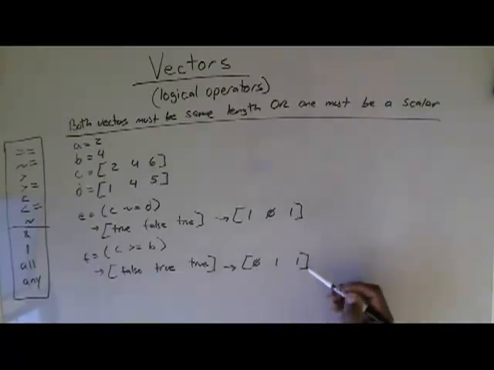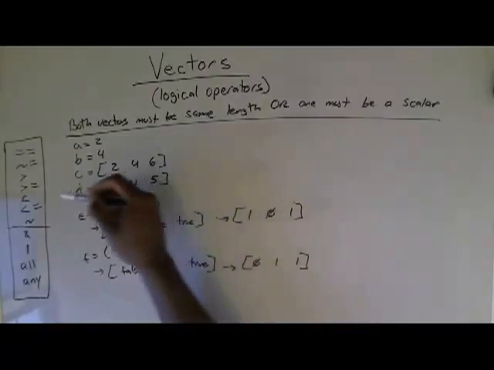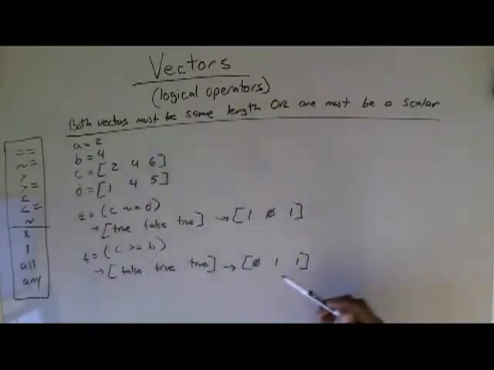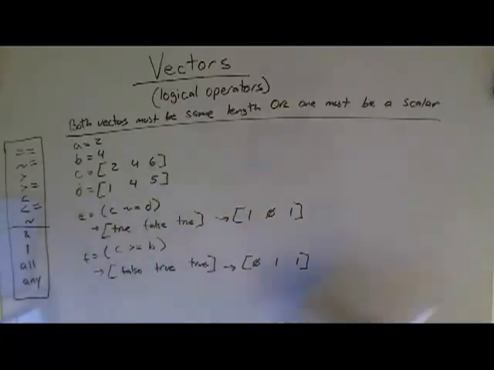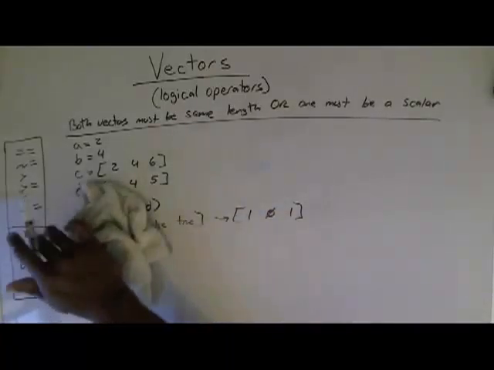Okay? And you're going to have to check the type, because this looks like a vector with zeros and ones in it. You'll have to check the class or the type in the workspace, which will indicate that this is a vector of logical. Okay? So you can do all kinds of things with this.